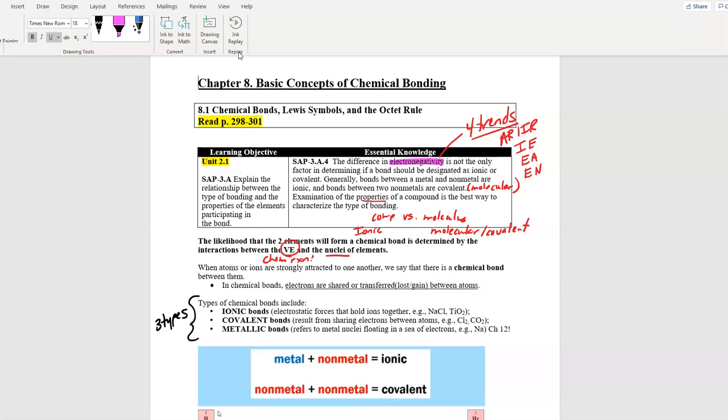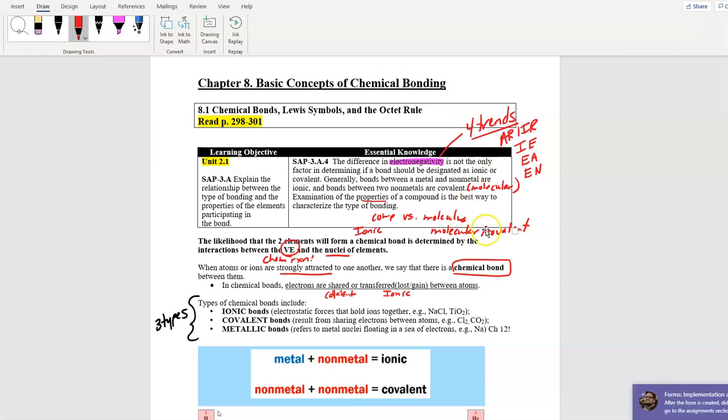When 2 atoms or ions are strongly attracted to one another, then we can form a chemical bond. Okay? In a chemical bond, electrons are either shared, and this is where covalent is coming in, or lost and gained, called ionic, between the atoms.